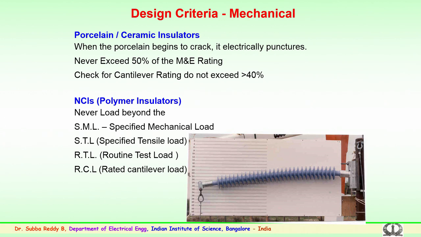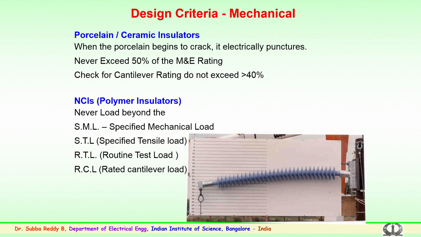So, with this mechanical criteria, particularly for porcelain or ceramic insulators, when the porcelain begins to crack, it electrically punctures, that we have to keep in mind. So, the mechanical strength deterioration may damage the insulation initially, and this will lead to electrical punctures. So, the utility should not exceed 50% of the mechanical and electrical rating of the insulators. This has to be checked for cantilever rating, which should not exceed more than 40% of the actual load. In case of polymer insulators or non-ceramic insulators, the load should not be beyond the specified mechanical load.